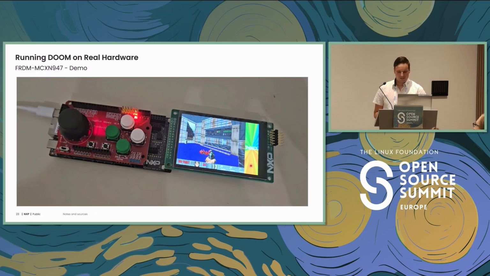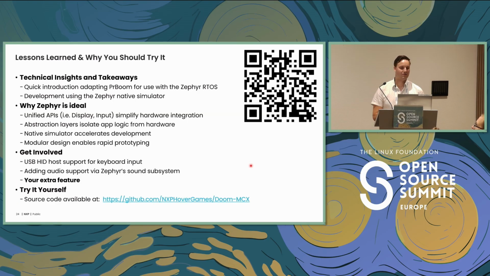Well, technical insights. Well, a quick introduction on how to adapt PrBoom for use with Zephyr. Also, a quick introduction that, hey, you can also just develop without hardware. And actually, it's quite useful because of graphical bugs and memory; especially developing with a gigabyte of RAM is way easier than with 512 kilobytes of RAM.